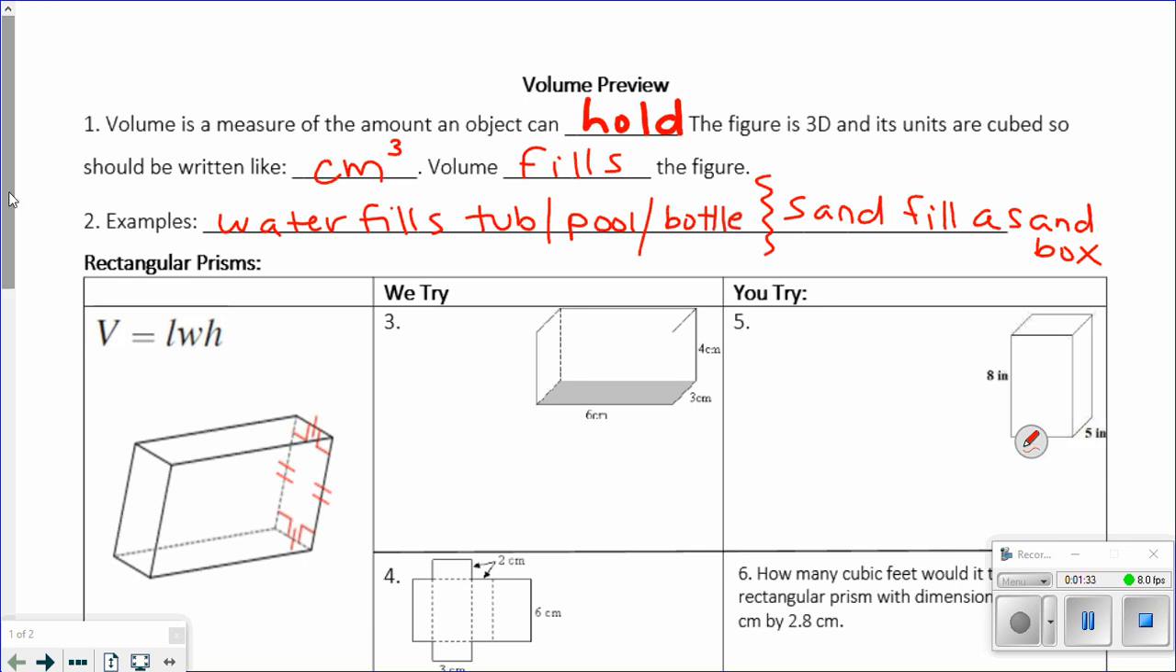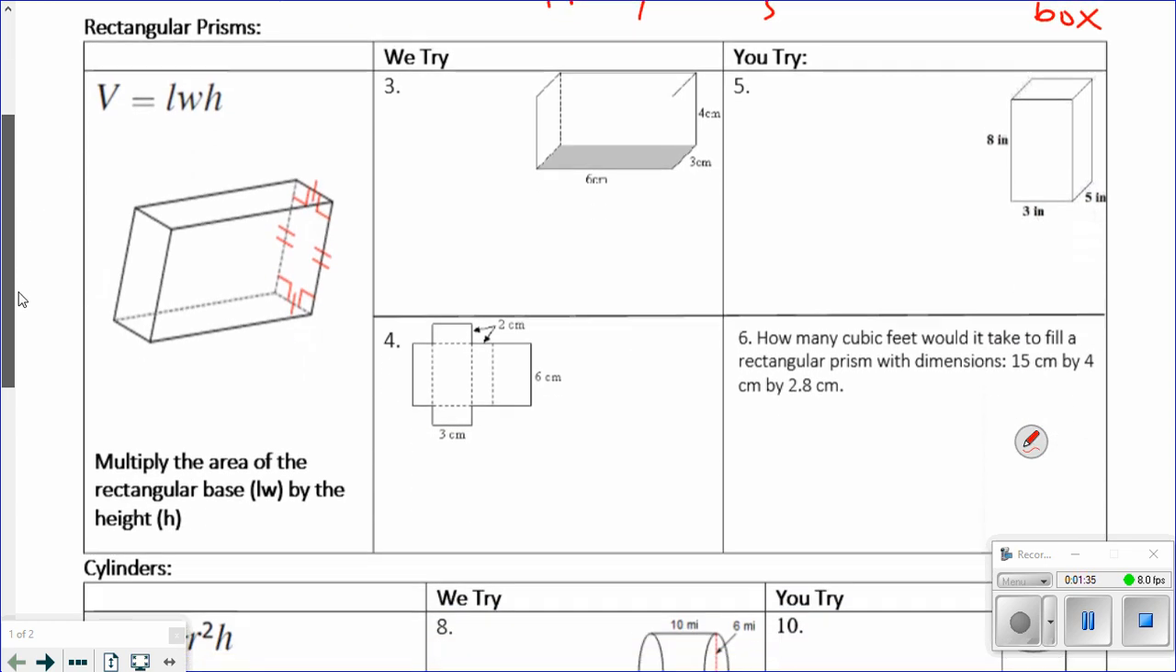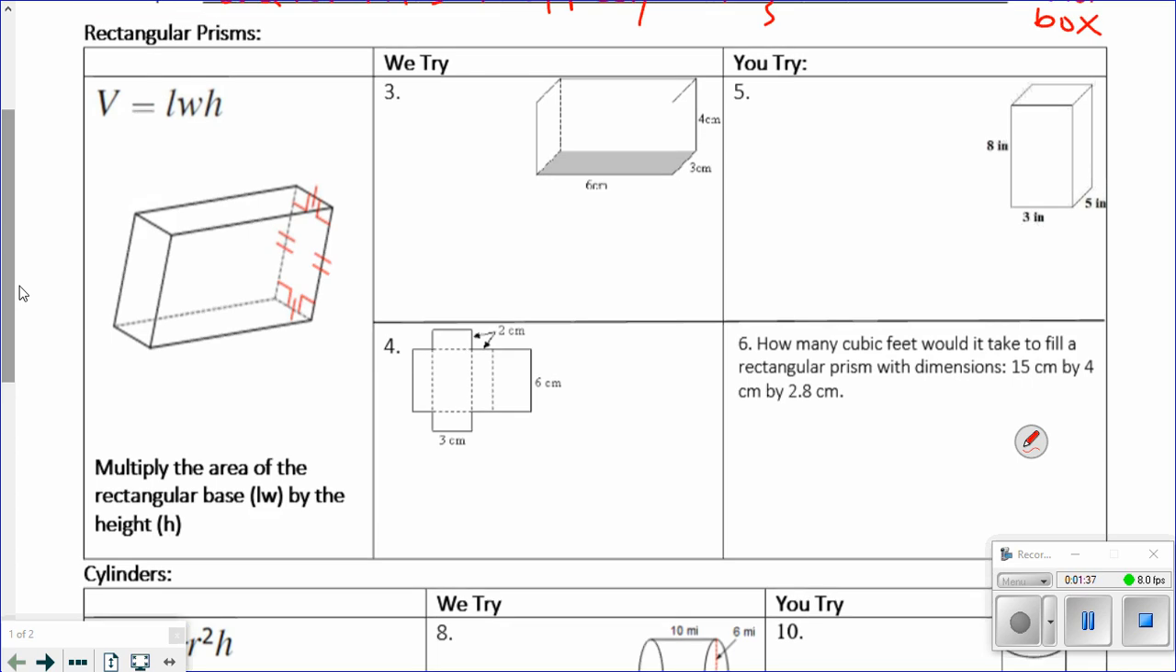Okay, so let's start with rectangular prisms. I would say rectangular prisms are the easiest of these shapes because the formula is so straightforward for volume. Because we are taking the area, which is length times width of a rectangle, and multiplying it by the height. We're just adding one dimension on there. So we're going to try 3 and 4, and then I'll have you do 5 and 6 on your own. Okay, so we've got volume equals length times width times height.